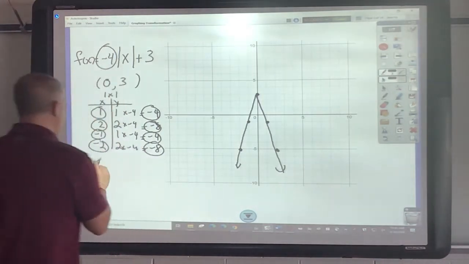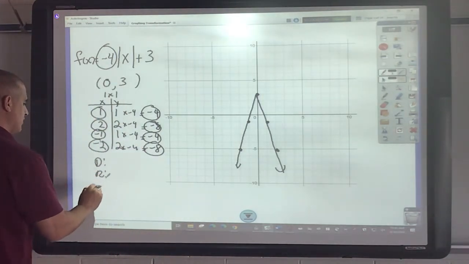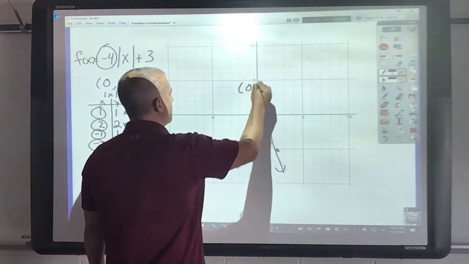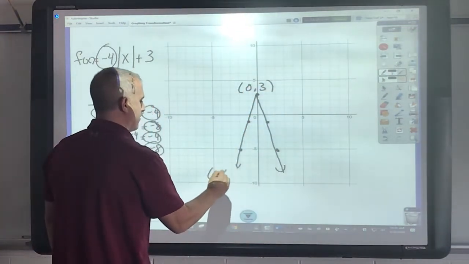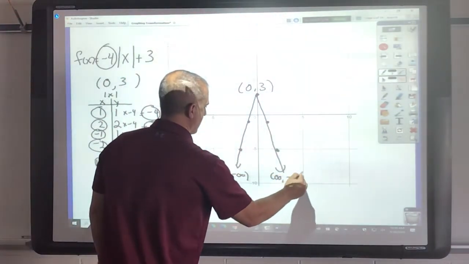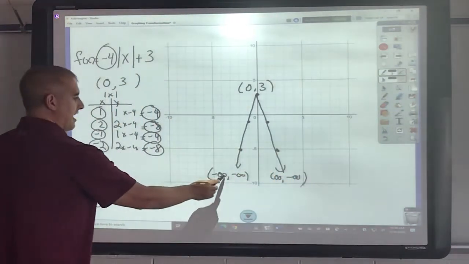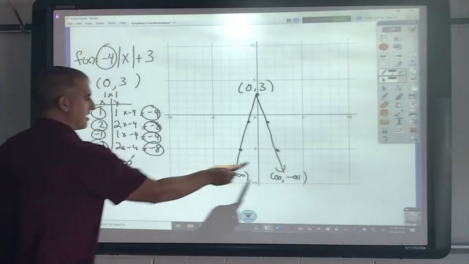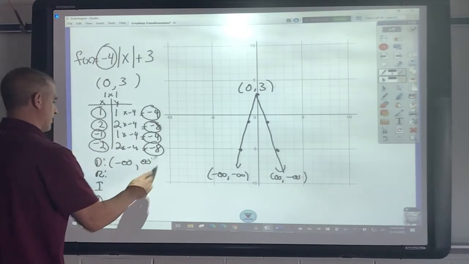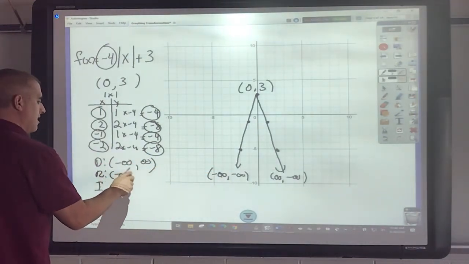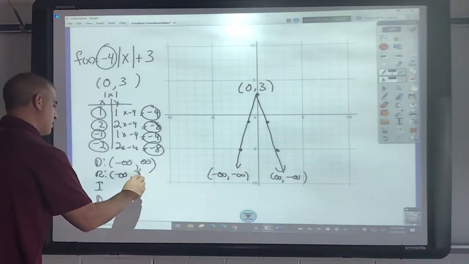Now, to find the domain, range, increase, and decrease. Anchor point is labeled. Arrows are labeled, negative infinity, positive infinity. The smallest x value is negative infinity, and the biggest would be positive infinity. My range: my smallest y value is negative infinity. The biggest happens to be 3.